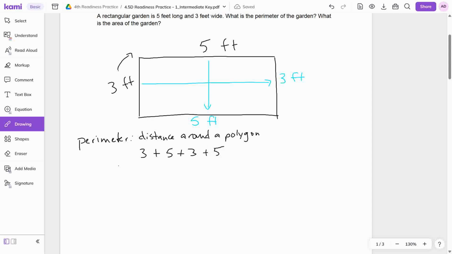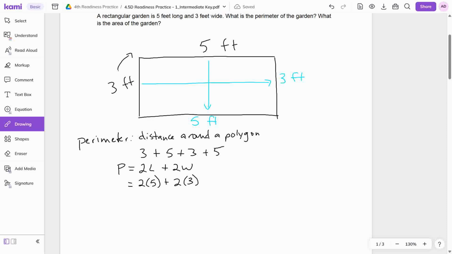Now we also have a formula on our formula chart. Double the length plus double the width. What that means is you take your length and you multiply it by 2. You take your width, multiply it by 2, then you add those two.